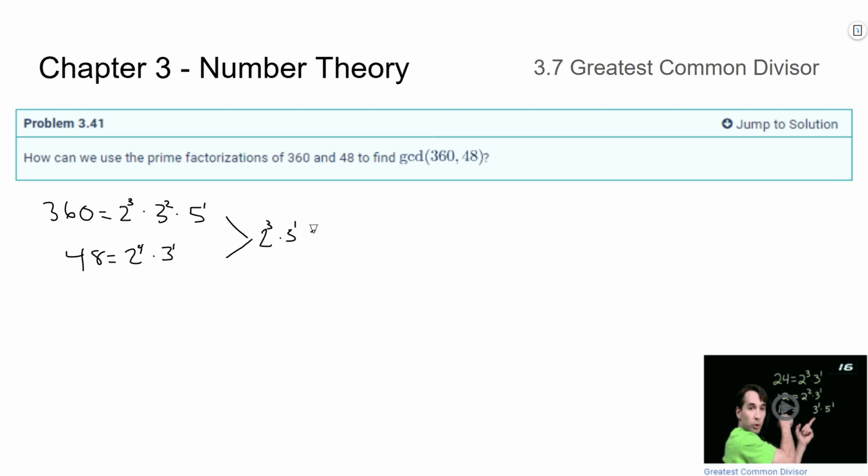Okay, so how about 5s? Well, 48 doesn't have any 5s, so we can't have any 5s, so we are done. And so what's this number going to be? It's going to be 8 times 3, which is 24. So 24 is going to be the greatest common factor, or greatest common divisor, or GCD, or GCF, whatever you want to call it. If we were to divide both 360 and 48 by 24, then they should both work out.